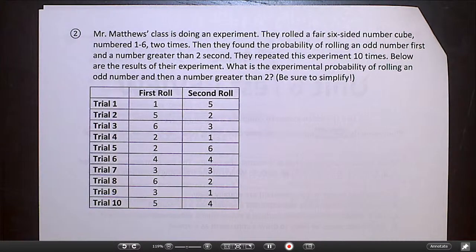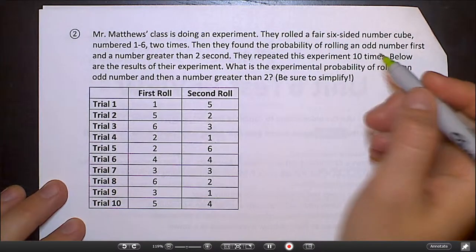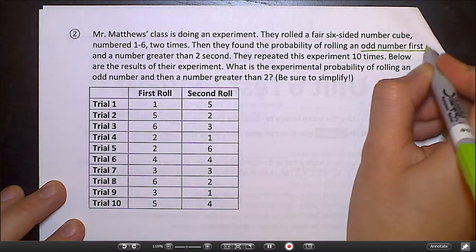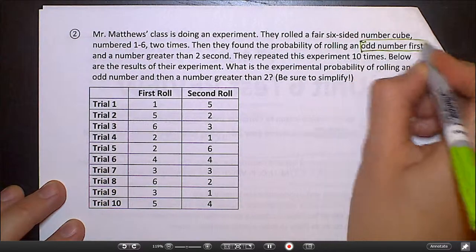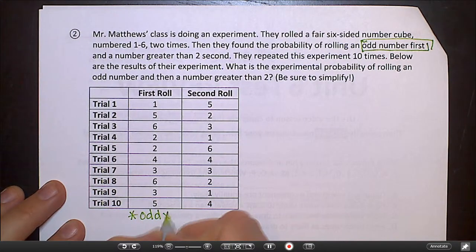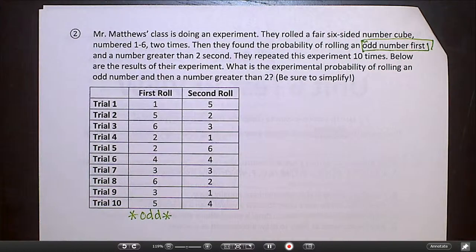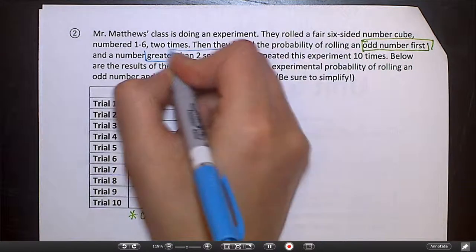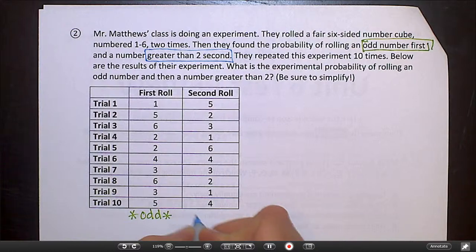I want the probability of rolling an odd number first. So my first roll needs to be an odd number. I'm going to write odd under my first roll. And then I want a number greater than 2 on the second roll. So I want greater than 2.